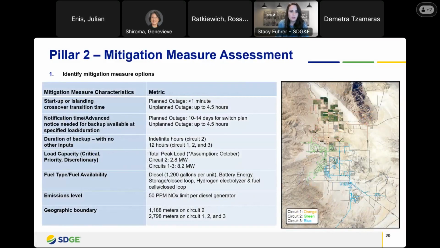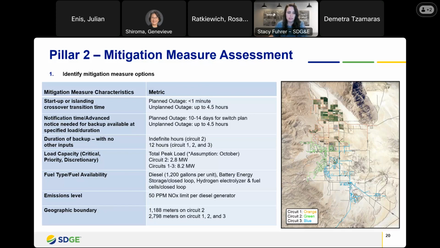Okay, at this point, we've entered Pillar 2, and we're looking at the mitigation measures and assessing them. So as we start to go down, I have a planned outage versus an unplanned outage because they're very unique and they're very different. So when you think of startup or islanding transition, if it's a planned outage that SDG&E has, say for transmission pole maintenance, we're able to transition those customers in less than a minute.